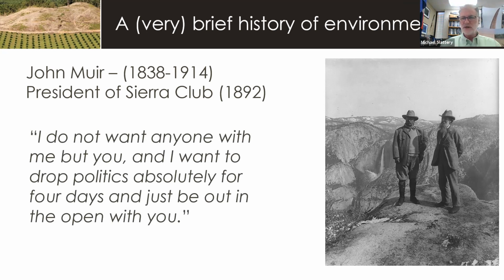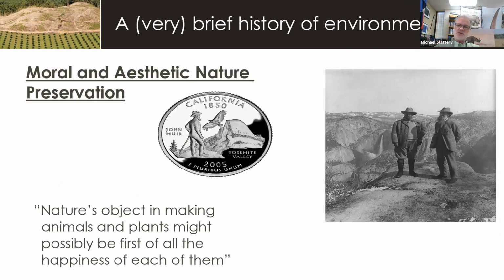There was this kind of bromance, if you like, between John Muir and President Roosevelt. They both loved the outdoors. They both loved nature, but they had fundamentally different views of how we should engage and use nature, right? Muir's was spiritual, Roosevelt's was utilitarian. So Muir's approach to the environment, everybody, is often referred to as moral and aesthetic nature preservation.